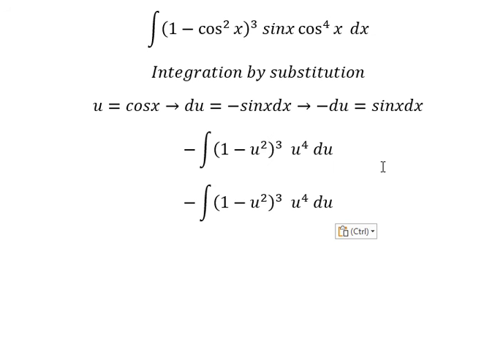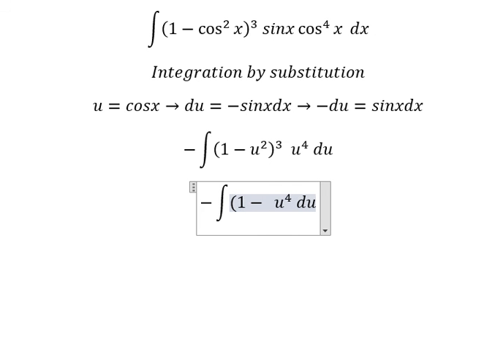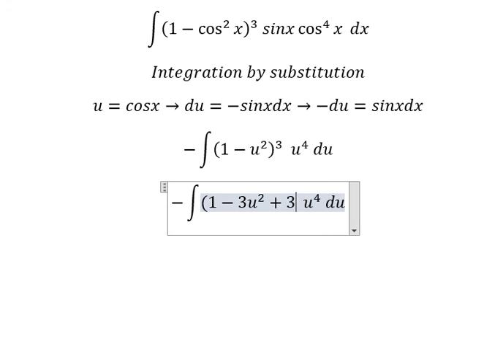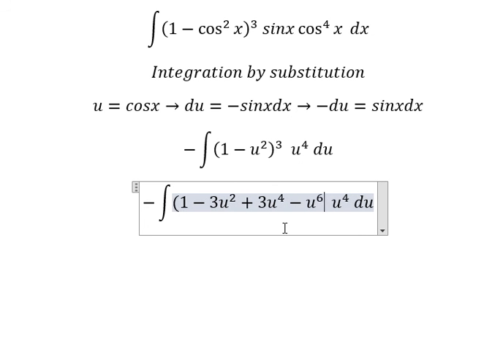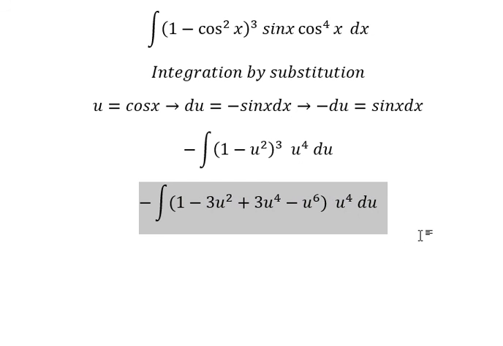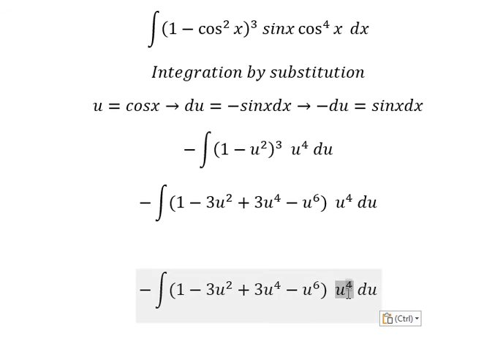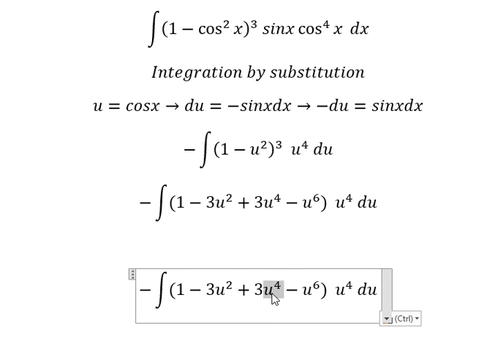Next, we need to expand this one. This one multiplied by u to the power of 6, number 4, number 2, and number 1 in here. So we have it like this.